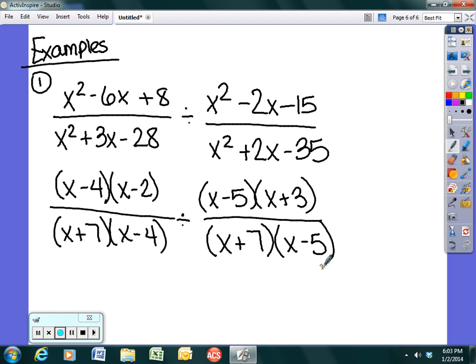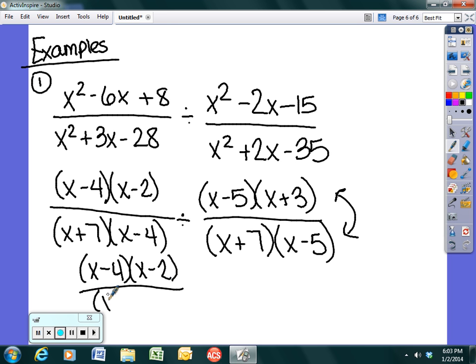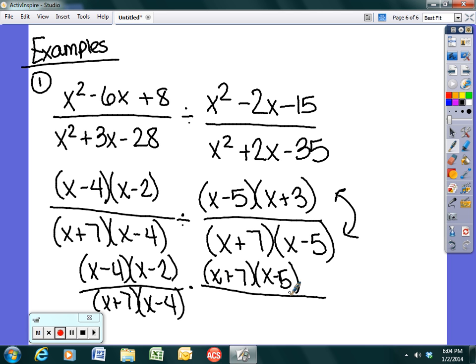Step 2, we want to go ahead and flip our second term and change our sign to multiplication. So we're going to flip both of these terms. So we can rewrite the first one. We're going to flip everything on the second side. So on the top, we're going to have x plus 7 times x minus 5. And on the bottom, we're going to have x minus 5 times x plus 3.